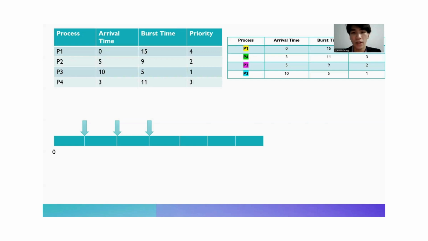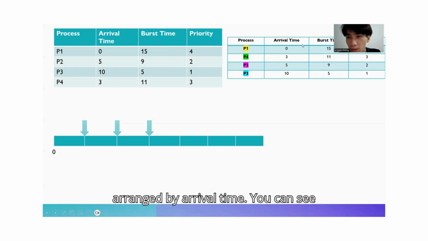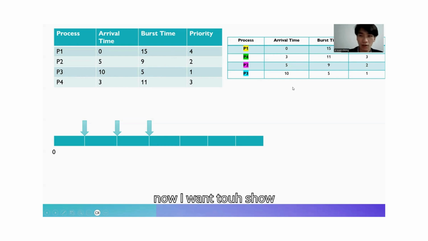Now, this is question 1 for preemptive SJF. On the left, you can see the original table, and on the right, the table I arranged by arrival time. You can see 0, 3, 5, and 10. Now I want to show the steps of the solution, how to do the preemptive SJF. Let the animation run first.